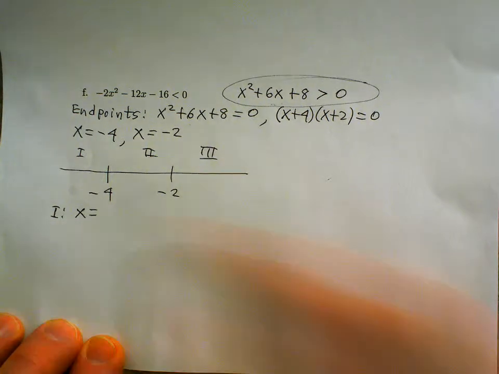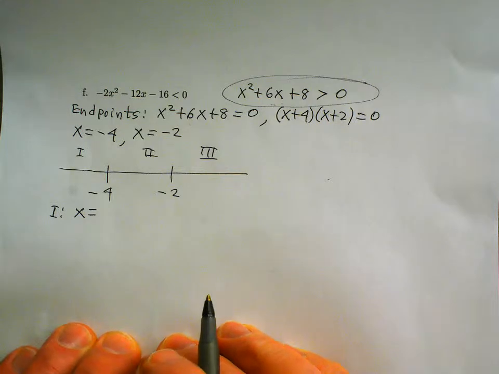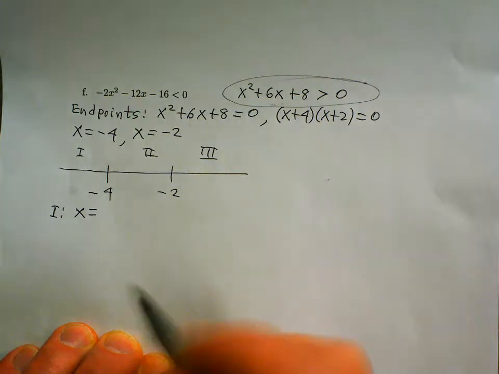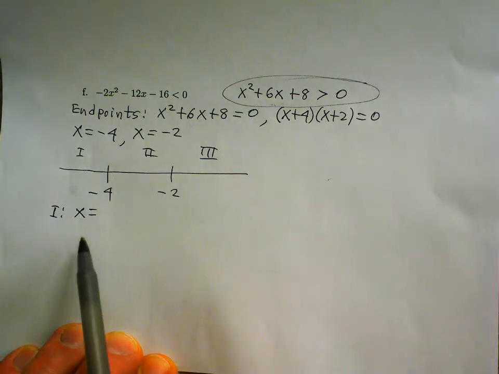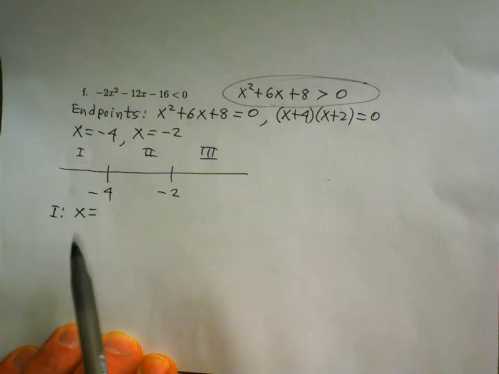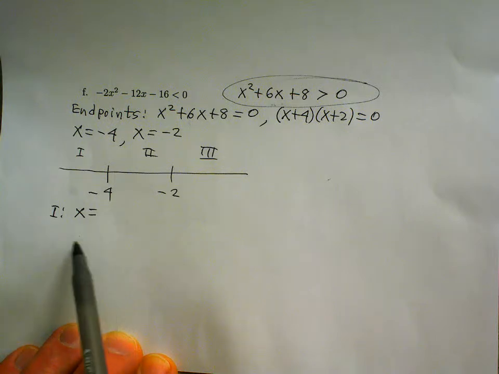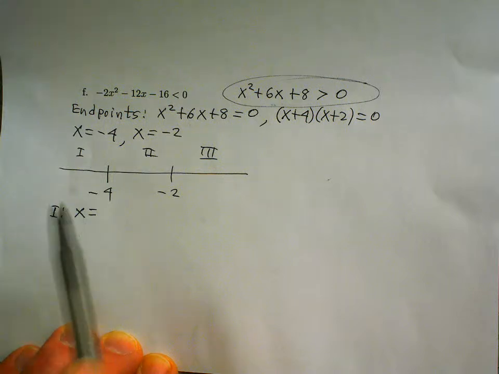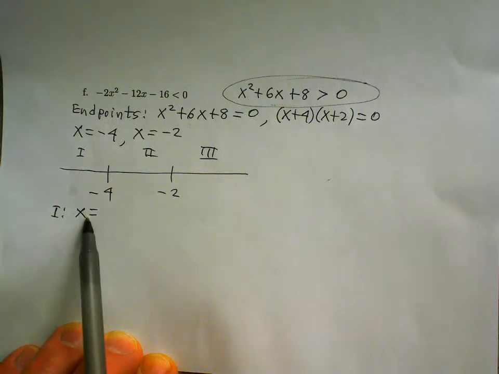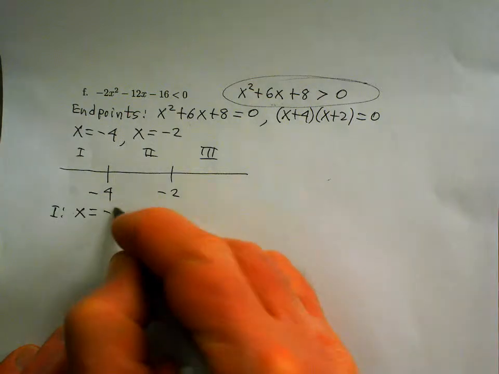A problem I've seen, not only this semester, but in other semesters, is that if you pick a test point from the wrong interval, when you think it's in a particular interval, that will obviously give you an incorrect result. So a number that's less than negative 4 is negative 5.